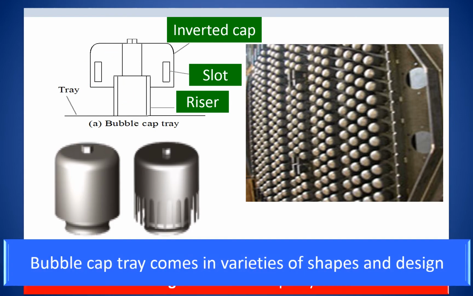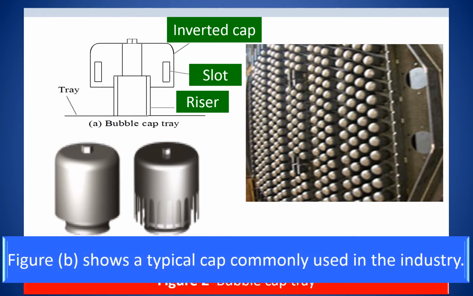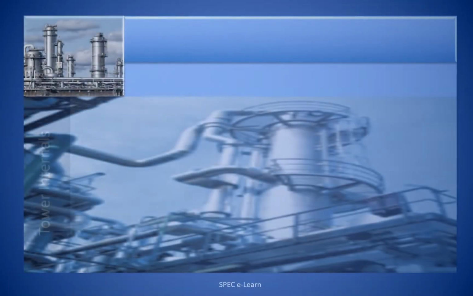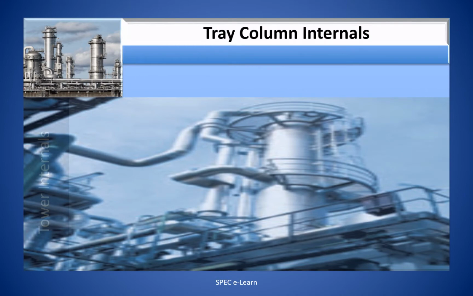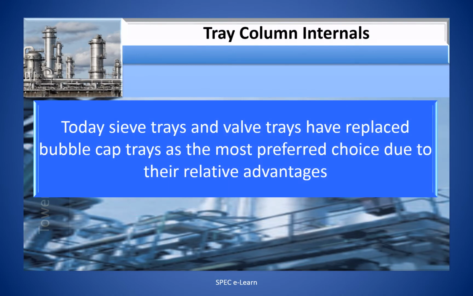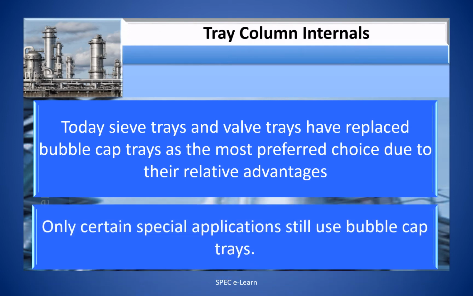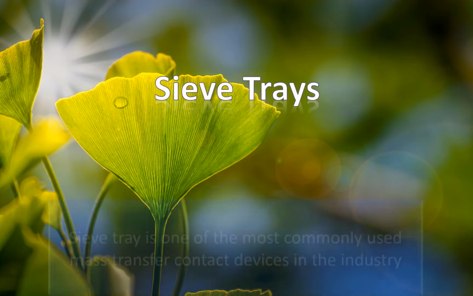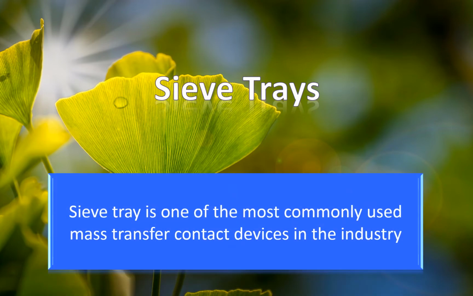Bubble cap tray comes in varieties of shapes and design. Figure B shows a typical cap commonly used in the industry. Today, sieve trays and valve trays have replaced bubble cap trays as the most preferred choice due to their relative advantages. Only special applications still use bubble cap trays. Sieve trays. Sieve tray is one of the most commonly used mass transfer contact devices in the industry.